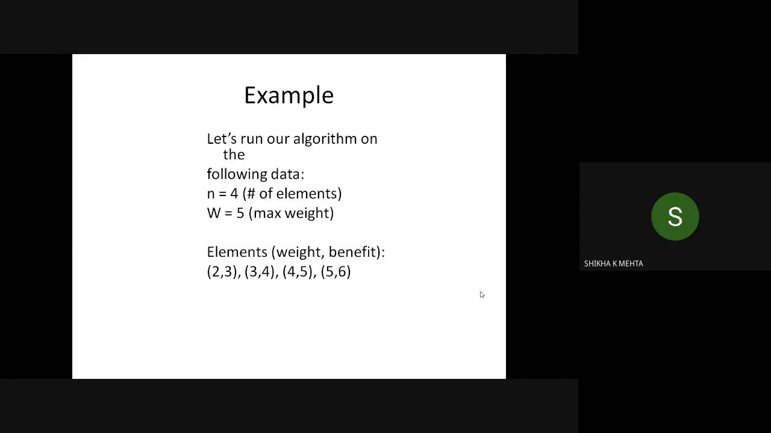So let us run this algorithm that we have seen. Let us say we have n is equal to 4, that is the number of items, and w is equal to 5, the maximum weight, that is the capacity of the knapsack. These are the four items, where the first element represents the weight, and the second element represents the benefit associated with that.